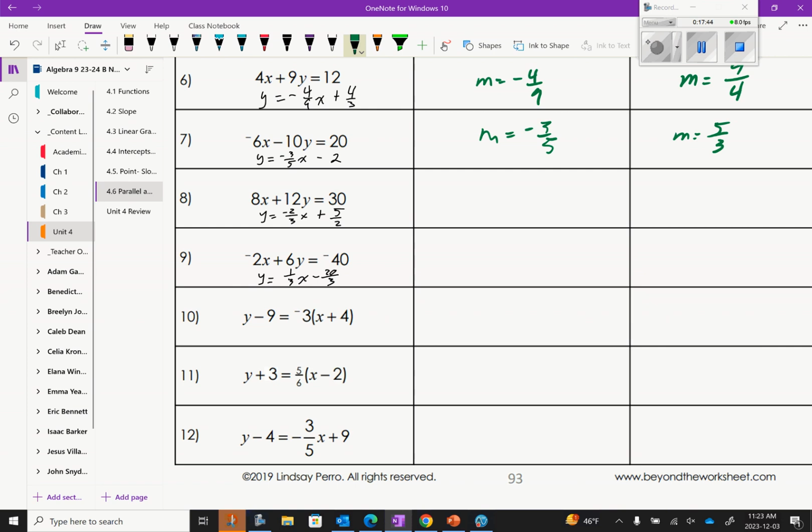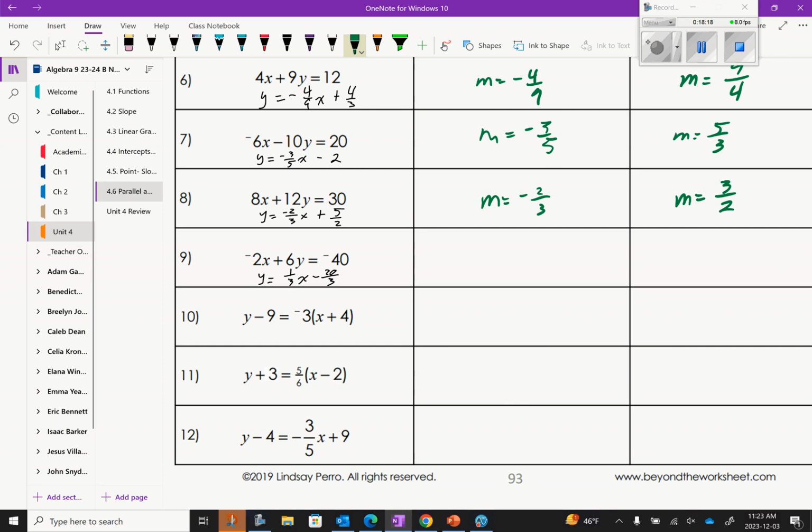For number 8, subtracting 8x from both sides, dividing by 12, we get y = negative 2/3 x plus 5/2. And again, the 5/2, the y-intercept, not too worried about that. It's the slope of parallel lines that are the same. And anything perpendicular to this will be the negative of negative 2/3, which is positive 3/2.